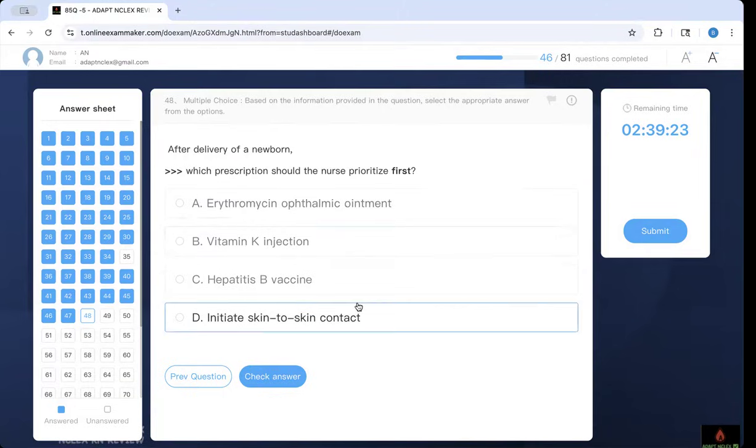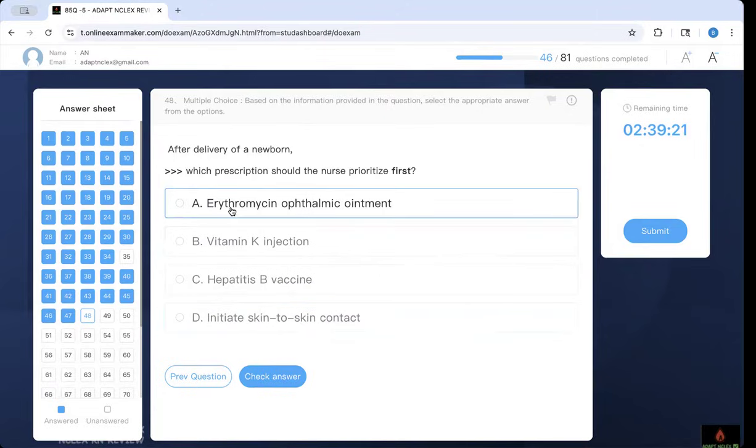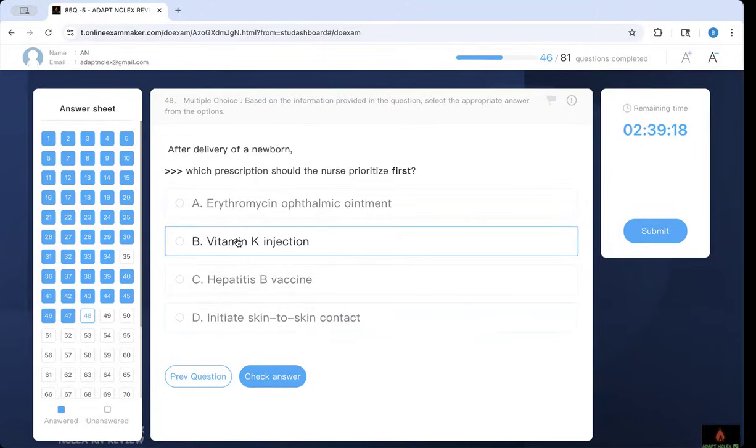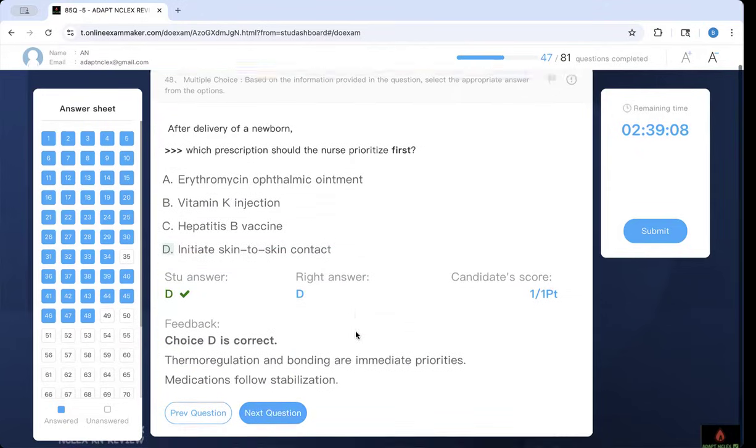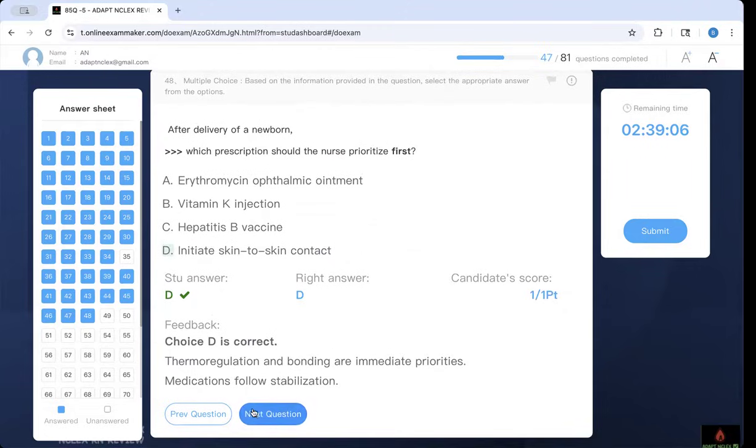It's a bunch of medication. Why will eye drop be better than vitamin K? I know I need to give them vitamin K. I know I need to give them eye drop. I know they need vaccination, but hey, close to mommy to warm them up is much, much better. That's the key.